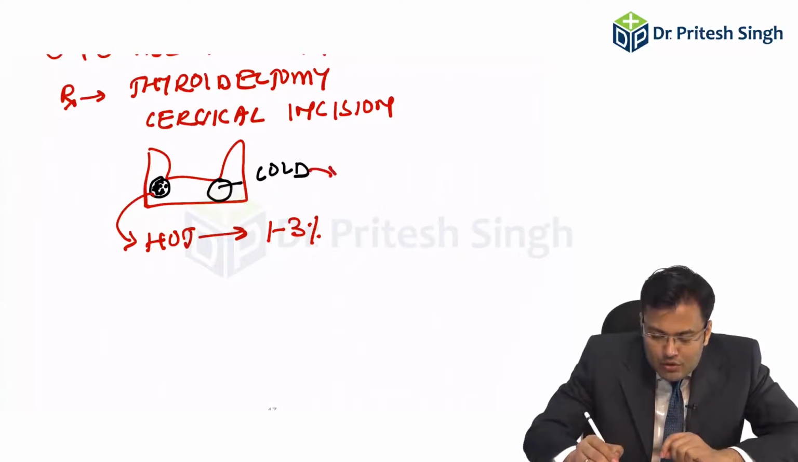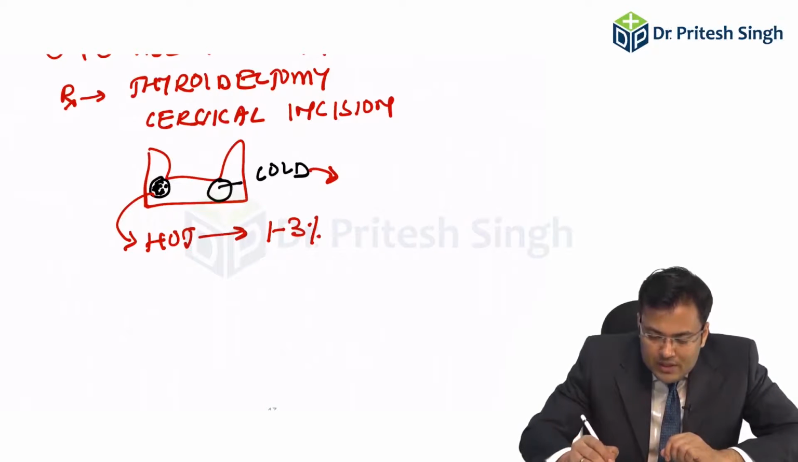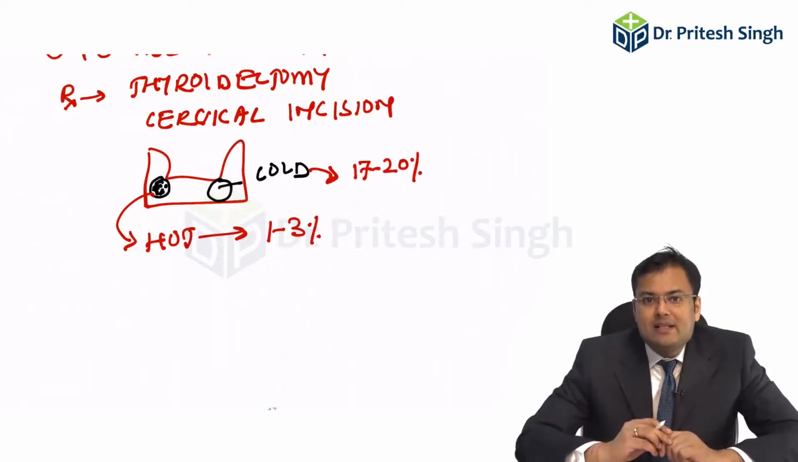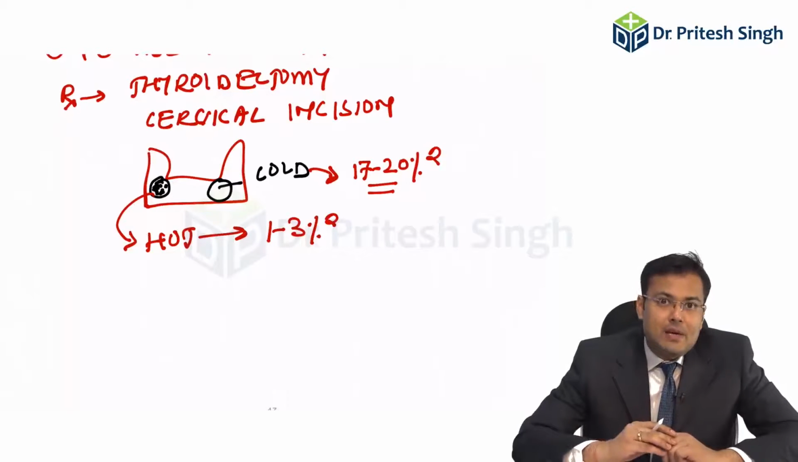What is cold nodule? It collects radioactive iodine lesser than the surrounding thyroid tissue. How much is the risk of malignancy in cold nodule? 17 to 20%. These are very important questions.